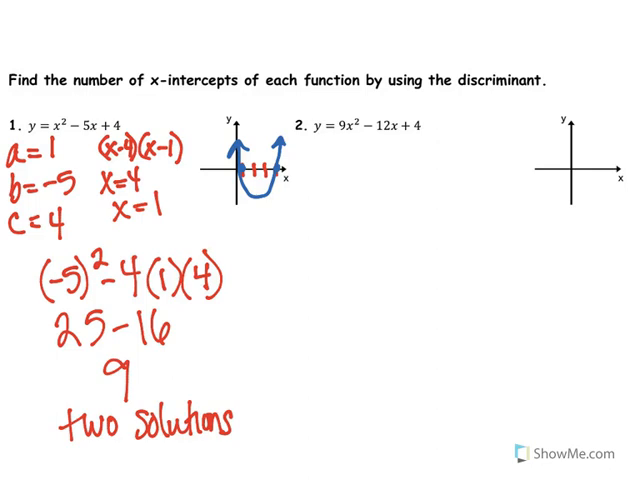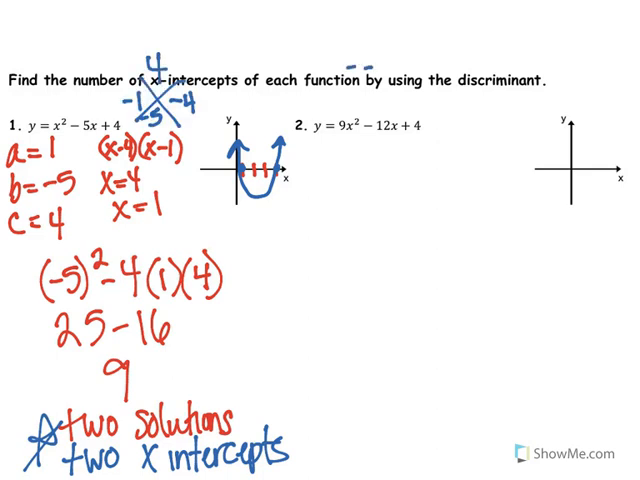So we're actually done with number 1 as soon as we say that it has 2 solutions and it has 2 x-intercepts. So this is your answer, that blue star. That's what I care about. Number 2, what's my A? What's my B? What's my C? 9, -12, 4.